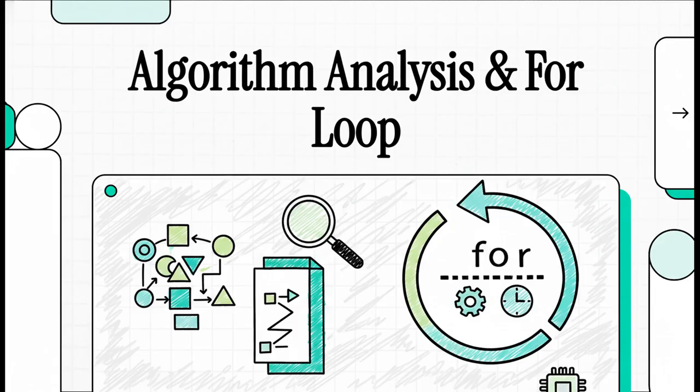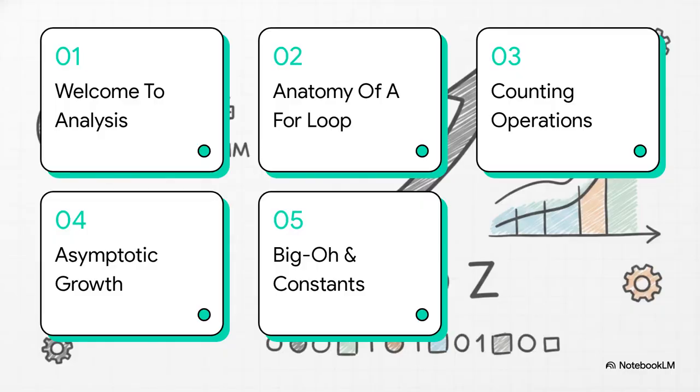Today, we're going to master the logic of algorithm analysis, and we're going to do it by putting a microscope on literally one of the most fundamental building blocks of all programming, the for loop. Our roadmap for today looks like this. First, welcome to algorithm analysis. Then, the anatomy of a for loop. After that, counting our operations, scaling up with asymptotic growth, and finally, big O and ignoring constants. We're taking a journey today from a single line of code all the way up to the abstract mathematics of computer science. So let's jump right in.